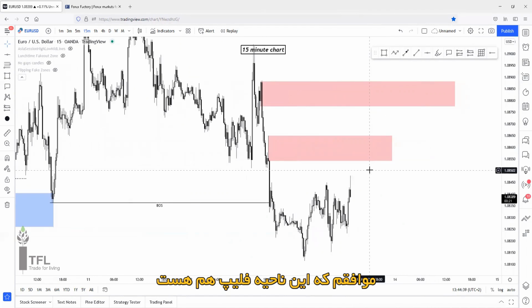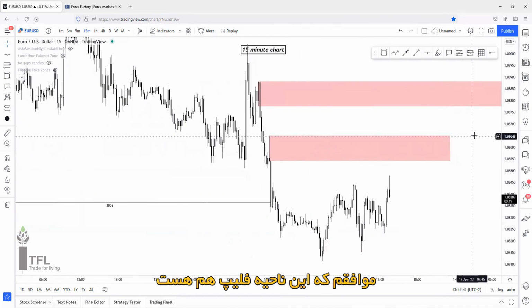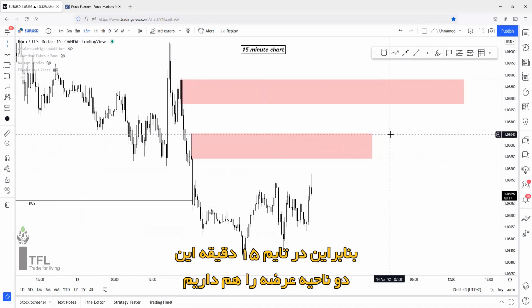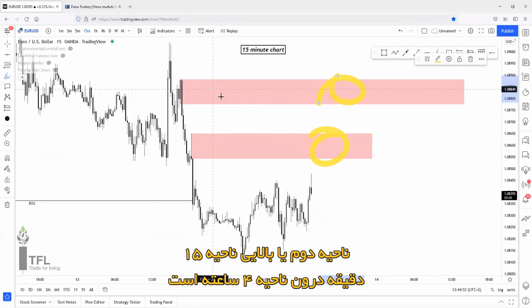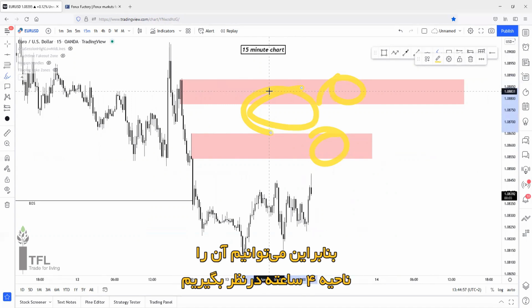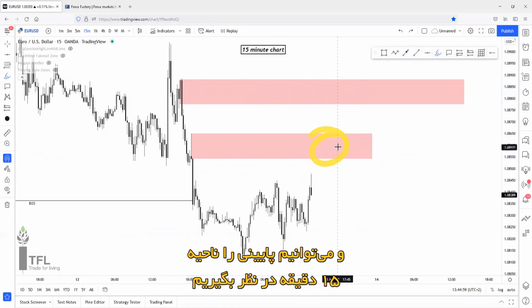Yeah, that was a flip zone also. I agree. So we have these two supply zones on the 15-minute chart. The first one is the decision, and the second one is the extreme. Sorry, let me just mute my phone. The second one, the upper one, is the 4-hour zone. So we can consider this zone as a 4-hour zone, and we can consider this as a 15-minute zone.